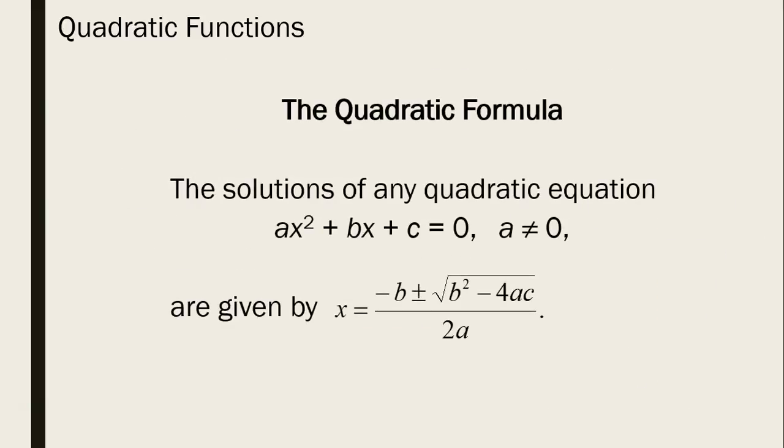Now sometimes quadratic equations are not factorable, and in that case we can use the quadratic formula to solve the equation. So if we have a quadratic equation in standard form, then we can find the values for x by finding -b plus or minus the square root of b squared minus 4ac all over 2a.